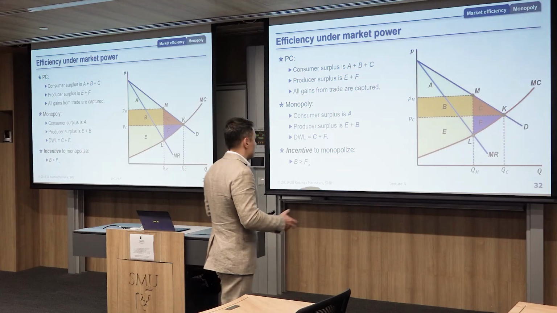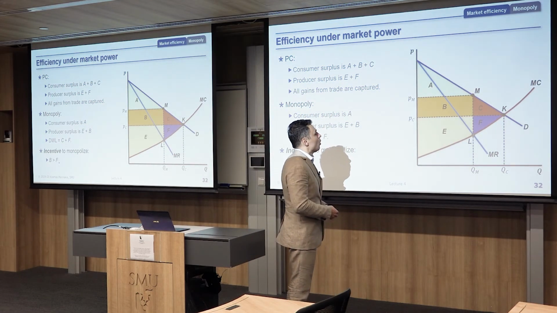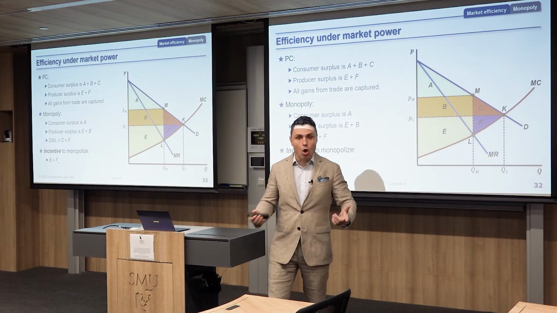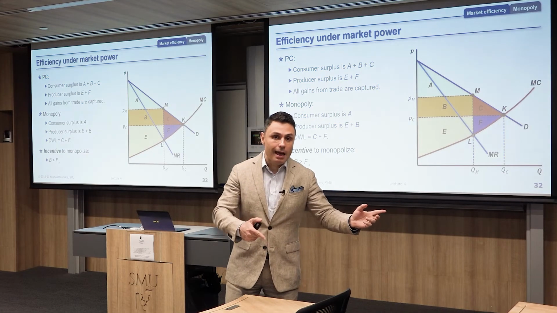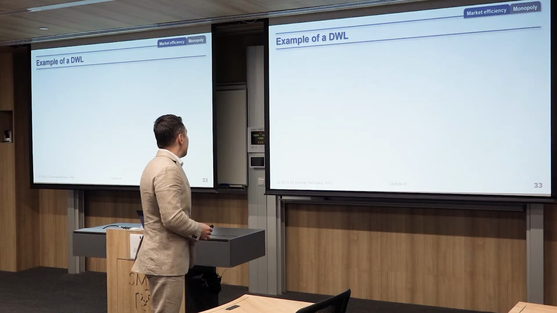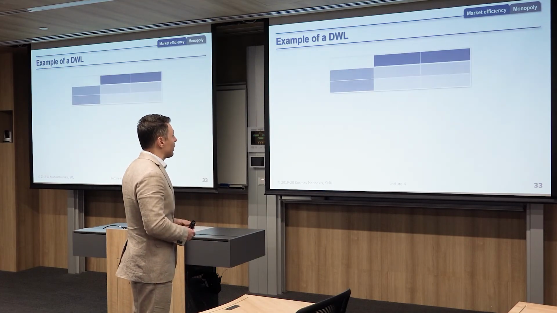And most of the extra surplus that the monopolist gets here, all the surplus that he receives above and beyond what he had in the perfectly competitive case, is coming from surplus that would belong to the consumers had the market not been monopolized. All right, so here's an example of an actual deadweight loss story.